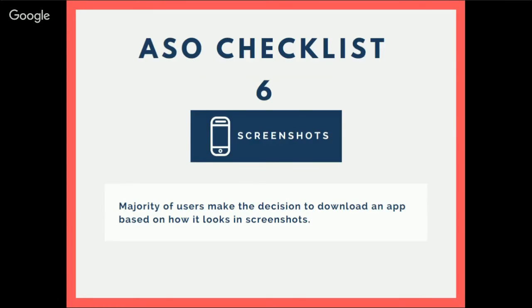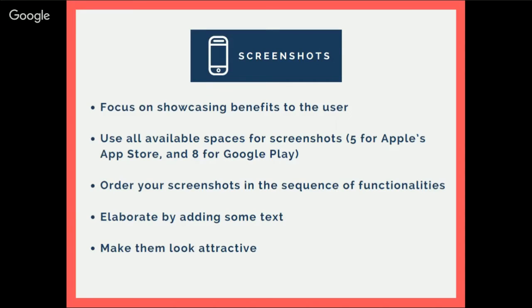Then checklist number 6 item would be screenshots. Now, the majority of users make the decision to download an application based on how it looks in the screenshots. Screenshots are very, very important. And to be honest, they don't take as much time as the value they create for you. So you should definitely put in some time to put in really good screenshots.